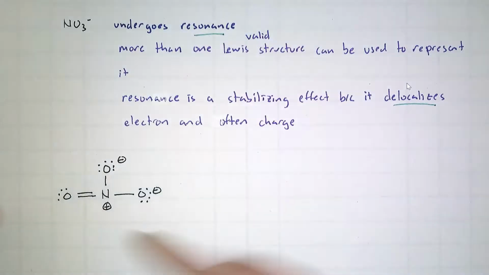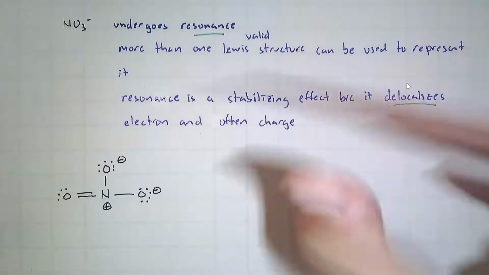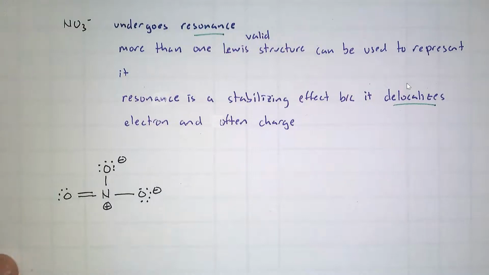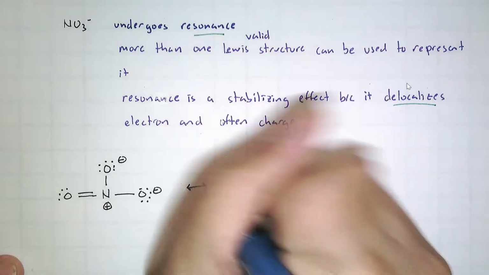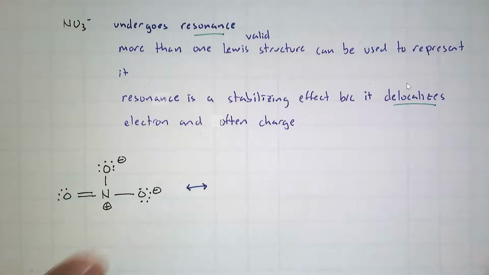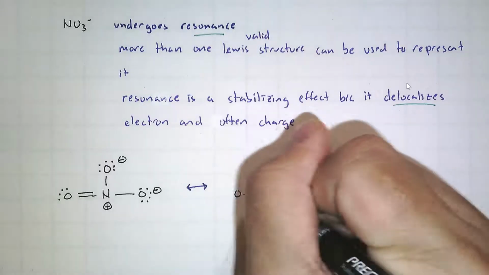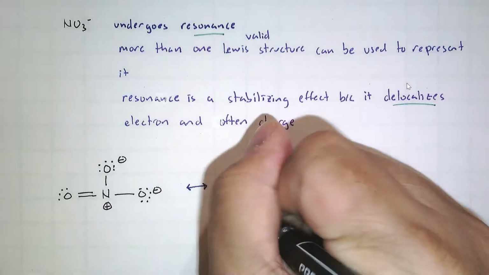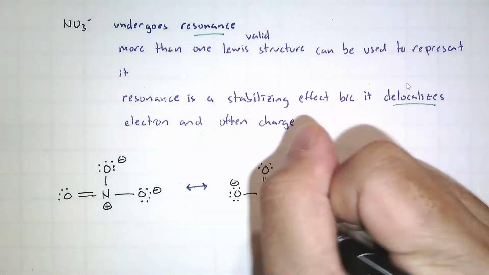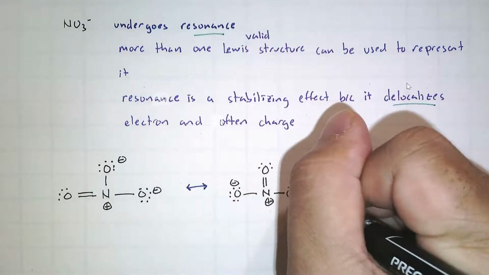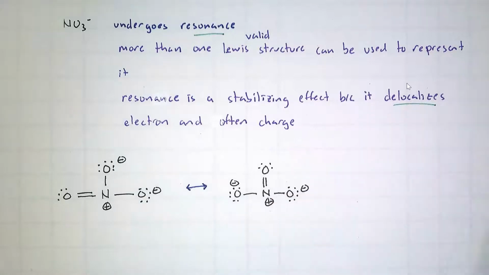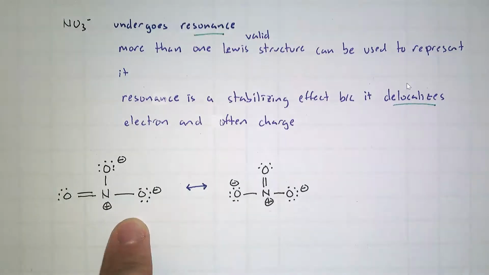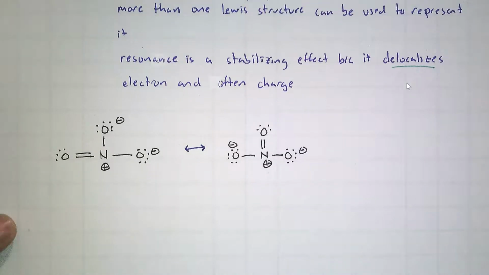But these types of molecules, a lot of the polyatomics, have multiple structures that can be used to represent them. So let me draw you another structure, called a resonance structure. So this is the first one. The second one, let me draw it like this. So what changed? What changed was the oxygens that have a negative charge. Or you could even say what changed was the location of the nitrogen-oxygen double bond.